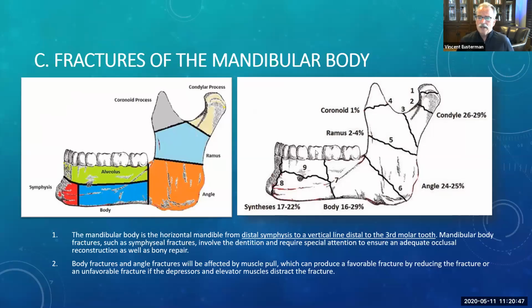The fractures of the mandibular body are generally distal to the symphysis. The symphysis is behind the canine here, so this is a body fracture through here.